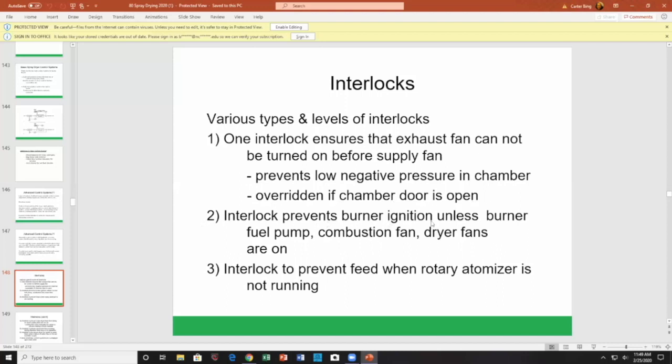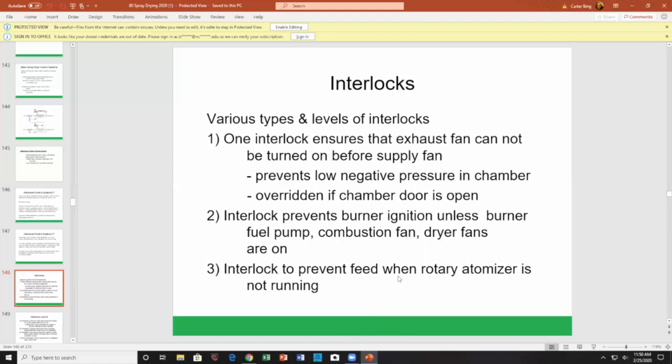Interlocks prevent burner ignition unless the burner fuel pump is on, the combustion fans are on, and the dryer fans are on. You don't want a situation where there's heat generation going on, but it stays there. Heat accumulating could lead to problems. So you want to obviously burn the stuff, and then get it out of there.